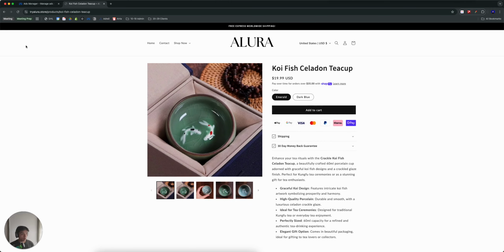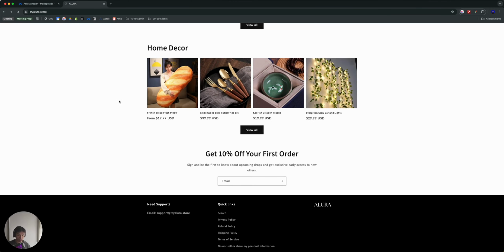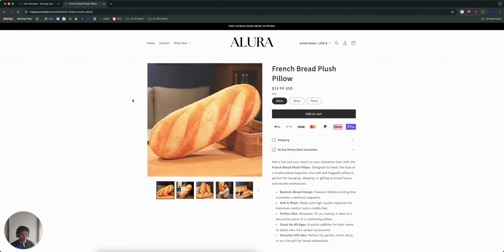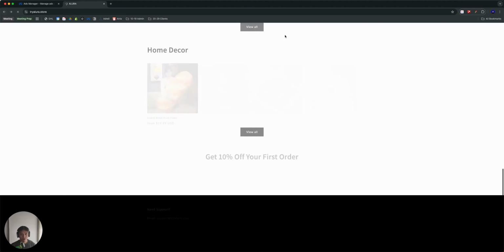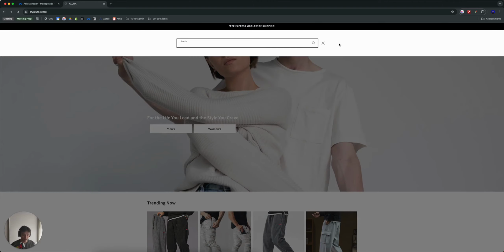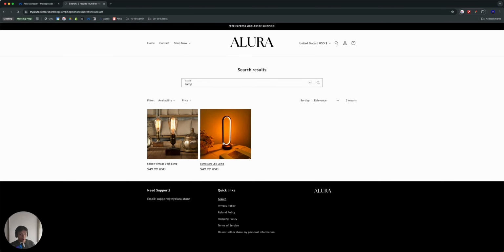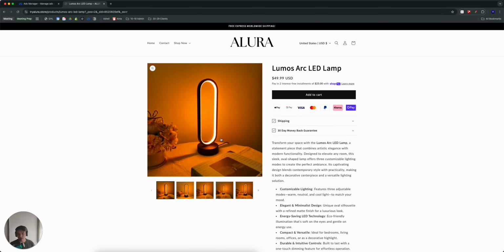This was a previous winner that I tested way back in 2021 on one of my old general stores, and even this French bread pillow. I thought it looked cool. I thought it looked like a TikTok product. So other products like that, and even some higher end looking stuff as well, like actual lamps. I thought this looks like literally a Philips product or a Dyson product. It looks very high end. So I wanted to test this.